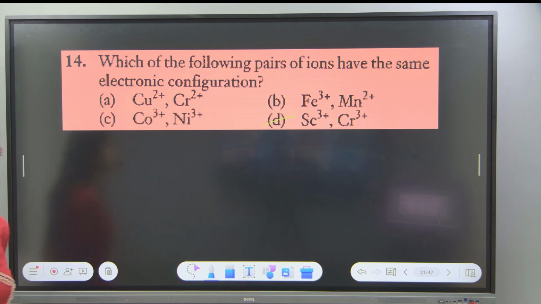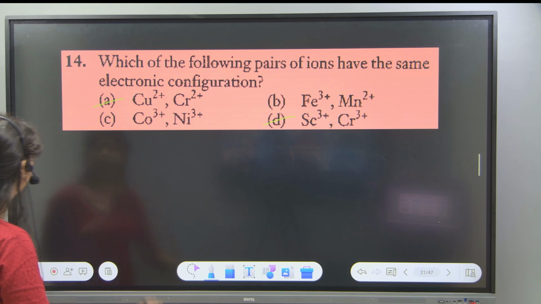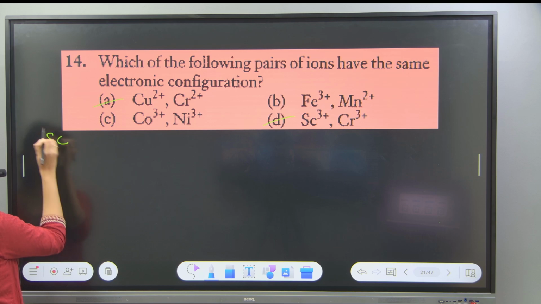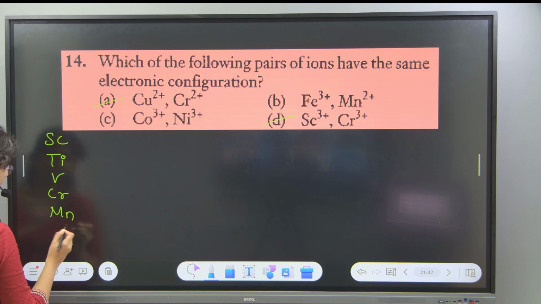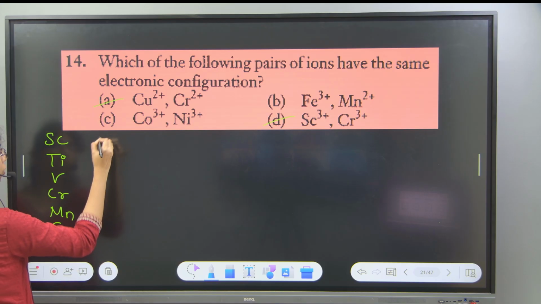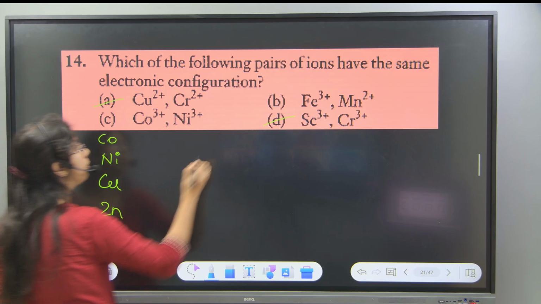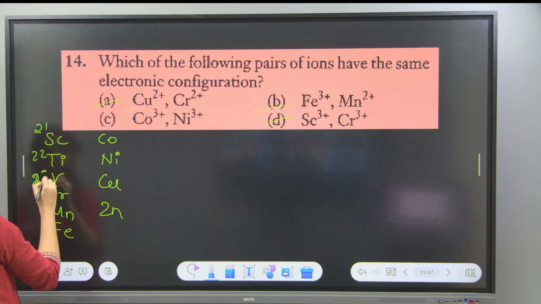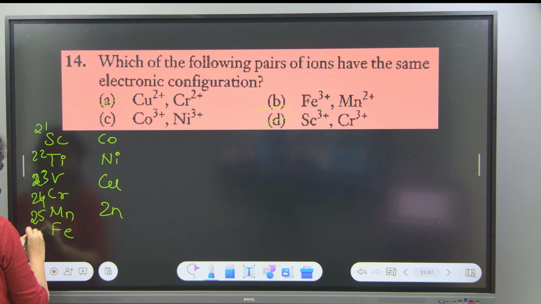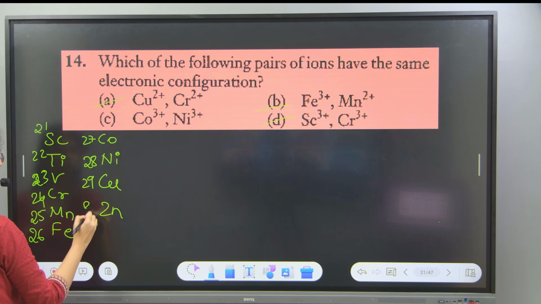Any other? Option A. So for those who don't know: scandium, titanium, vanadium, chromium, manganese, iron, cobalt, nickel, zinc. Option B. For those who don't know the atomic numbers, to help you, I have written the atomic number of every element till 30. You can use this and answer.